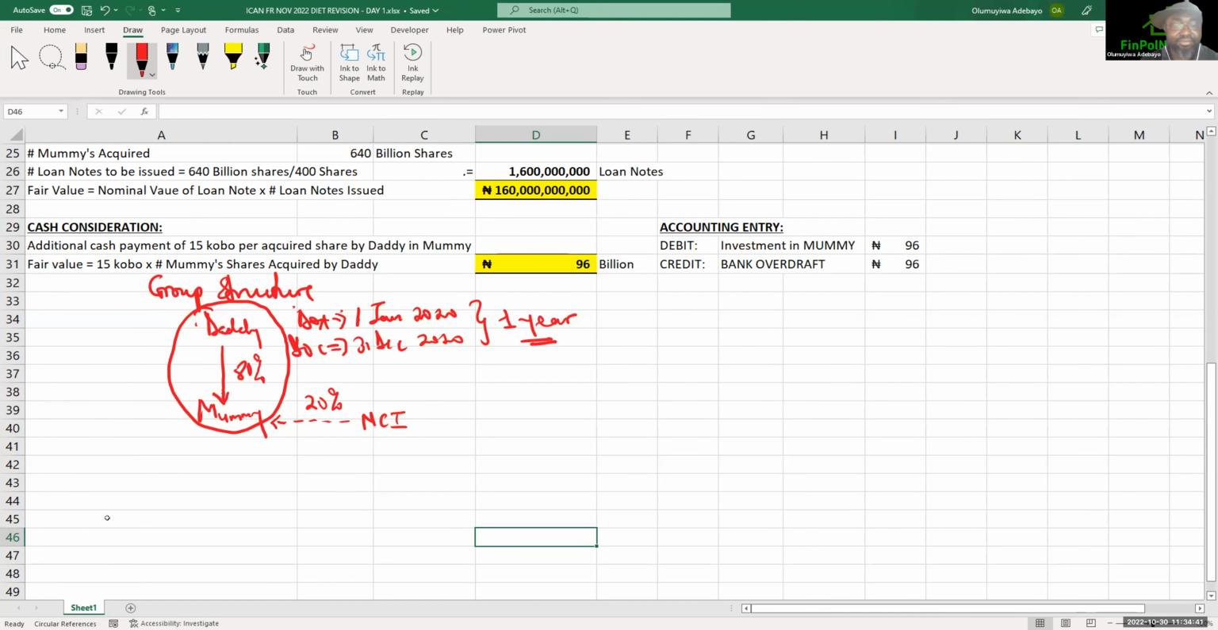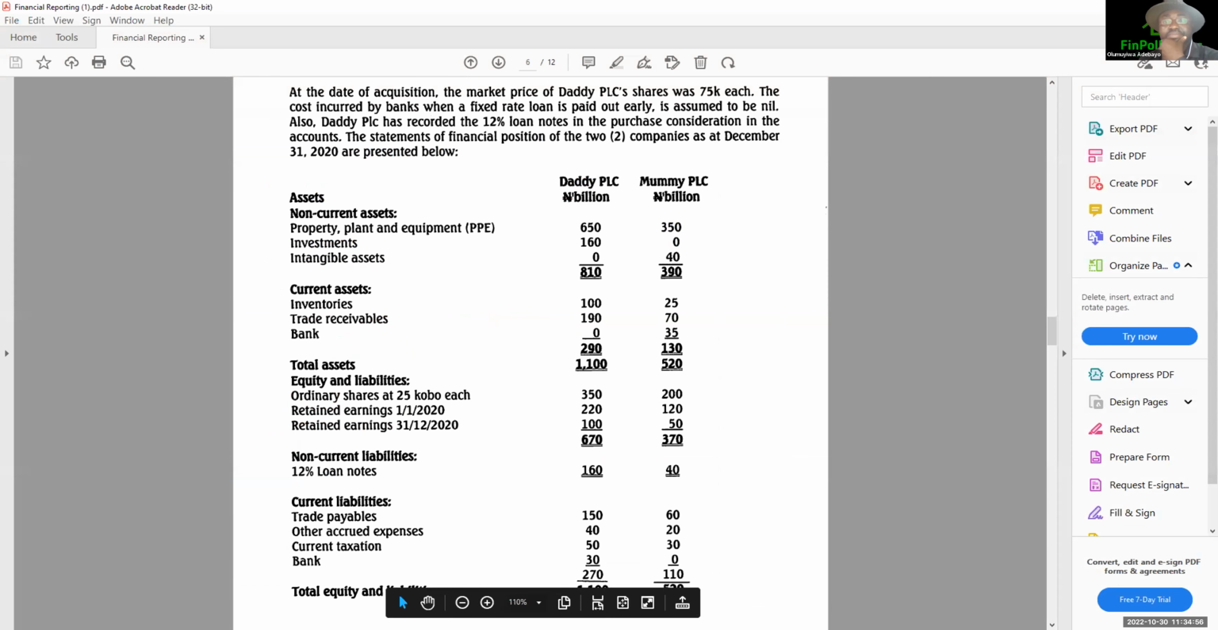But before then, we need to split our reserve into pre and post. But there's something here that we need to take note of. Now look up here.